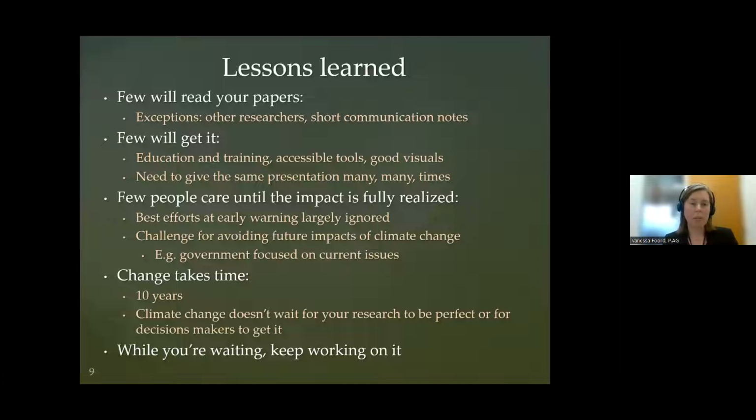So our best efforts at this early warning were largely ignored, which was unfortunate. And this, of course, is a challenge for all of us trying to avoid future impacts of climate change. Governments are focused on current issues, and this is a big challenge for us. And that change takes time. For us, it was about 10 years before foresters and decision makers started using this information to make management changes. And climate change, of course, doesn't wait for your research to be perfect or for decision makers to get it. And my advice is while you're waiting, just keep working on it.